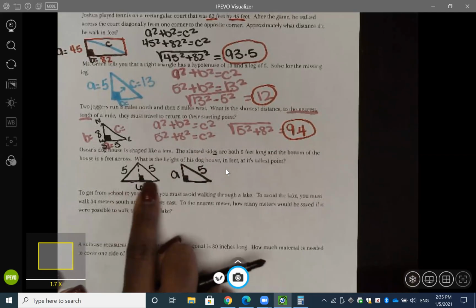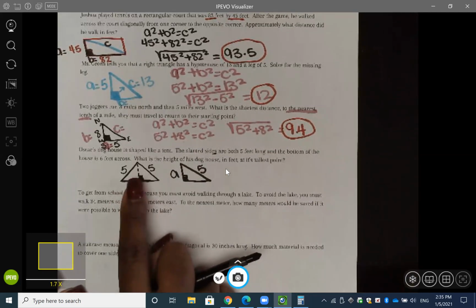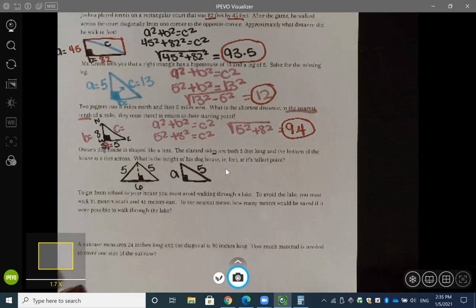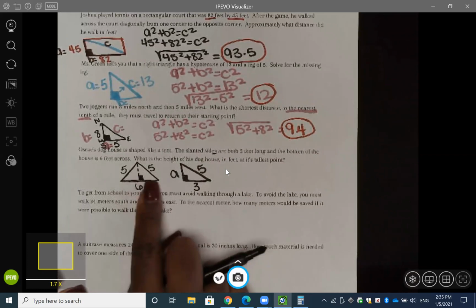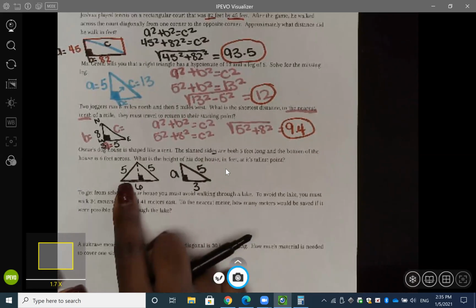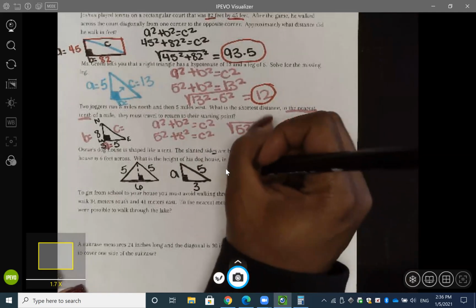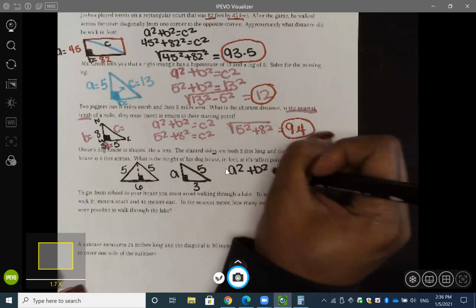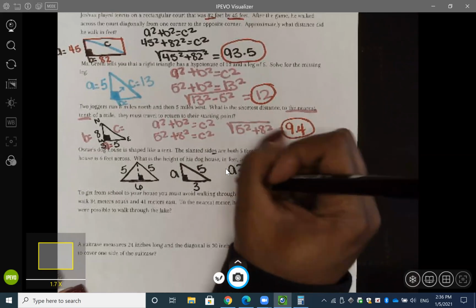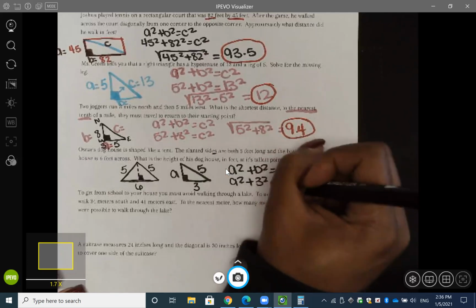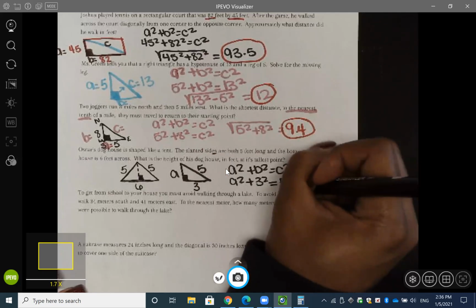And this entire thing is 6, but we're only using half of it for this right triangle. So we're going to take half of 6, which is 3, and that's going to go right there. Okay, because 3 goes with this right triangle and 3 goes with that one. So that's why we didn't use the whole thing. So now I have A squared plus B squared equals C squared. I don't know my A. My B is 3 and my C is 5.